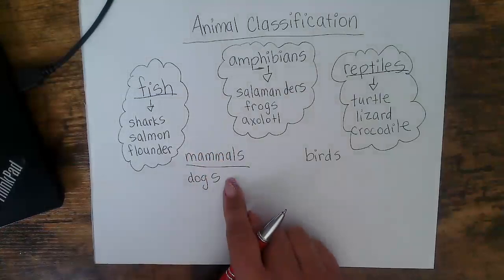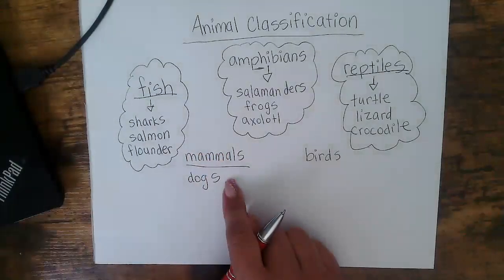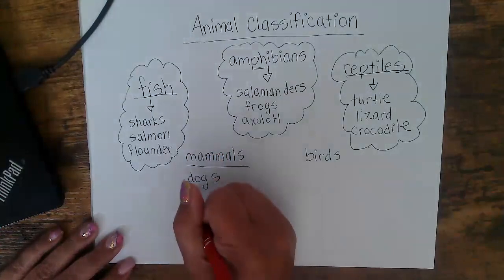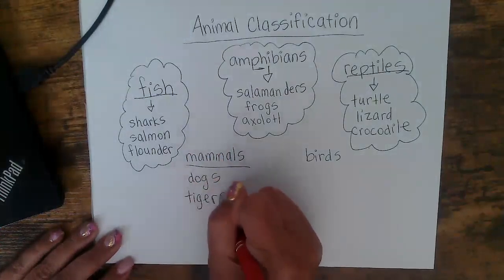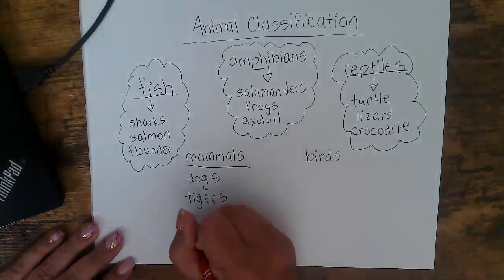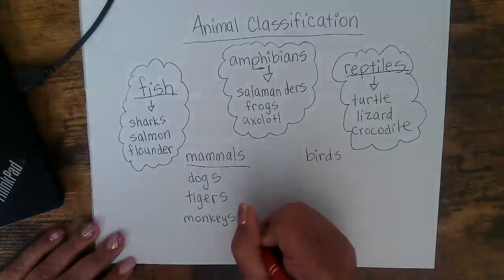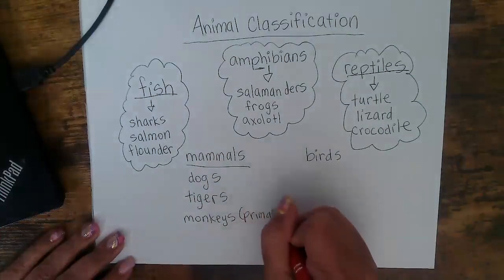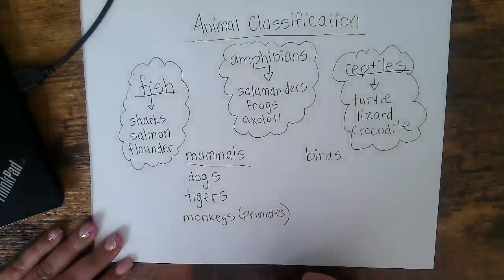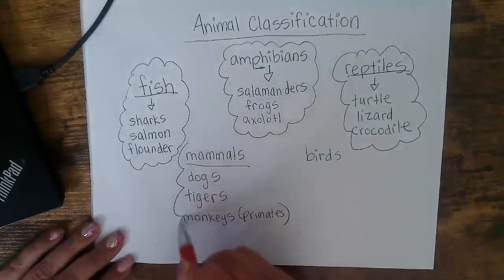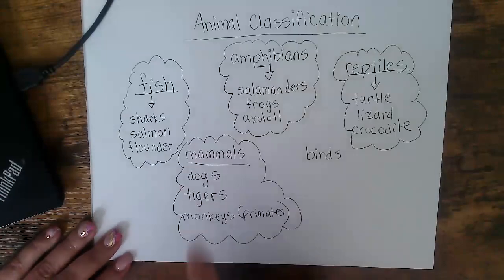So mammals tend to have live babies. They breathe air. They often have fur or hair. They oftentimes produce milk. So dogs, I'm going to put tigers. And I'm going to put monkeys or some type of primates. Apes, gorillas. I'm going to put primates. That's like the bigger grouping, right? That whole big family of monkeys, apes, gorillas, orangutans. I'm going to go right here and I'm going to pause so you can write your 3.